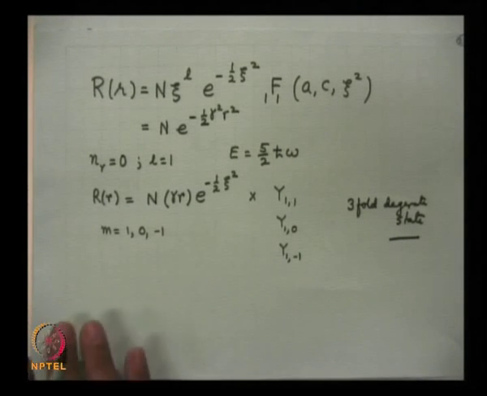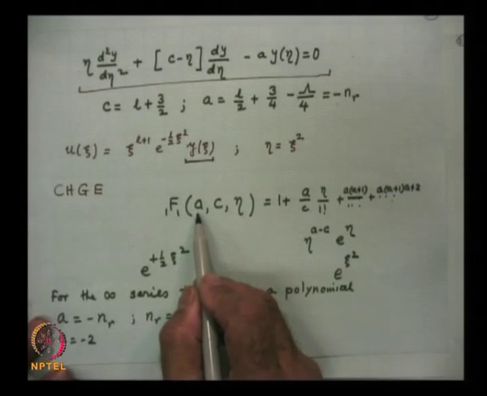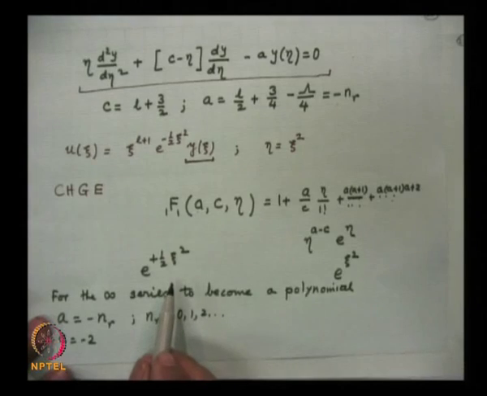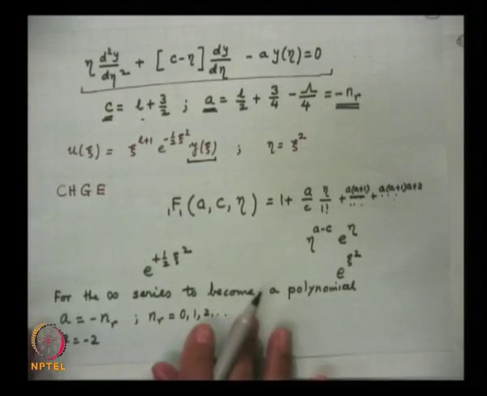So, what we have tried to show you is that for the 3-dimensional isotropic oscillator problem, one can solve the radial part of the Schrodinger equation in terms of the confluent hypergeometric function. You give me the values of nr and L, and I will be able to immediately give you a is equal to minus nr and c is equal to L plus 3 by 2.